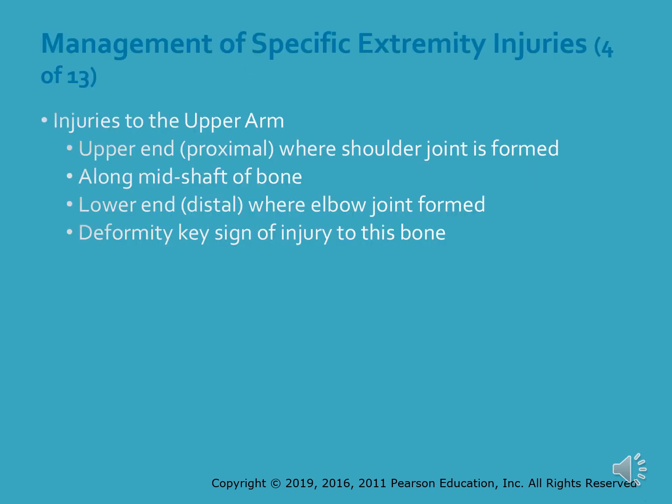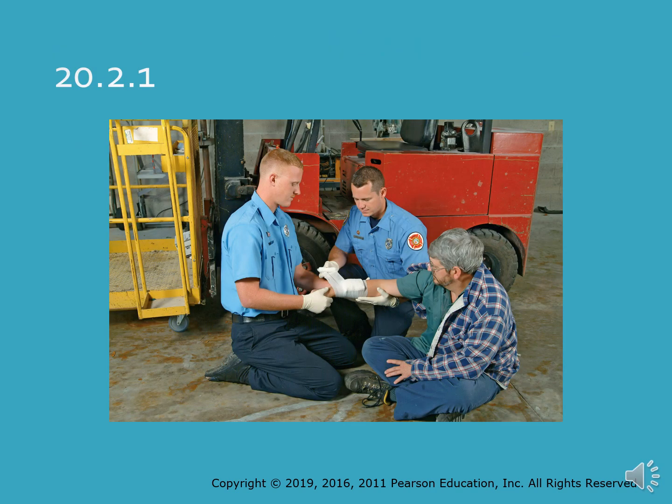Injuries to the upper arm. So the upper end or the proximal end is where the shoulder joint is formed, along that midshaft of the bone, and then the lower end or the distal is where the elbow joint is formed. The deformity is the key sign of this injury to the bone. This is after controlling bleeding. You want to dress and bandage any open wounds to the injured extremity.